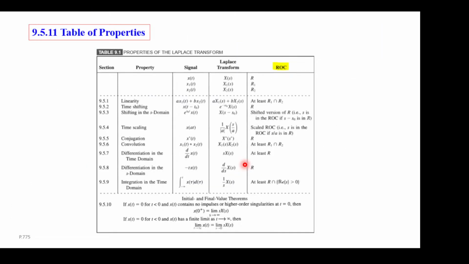And then the properties, we just list the table. Here, the first thing to remember is there is an ROC issue. Okay.